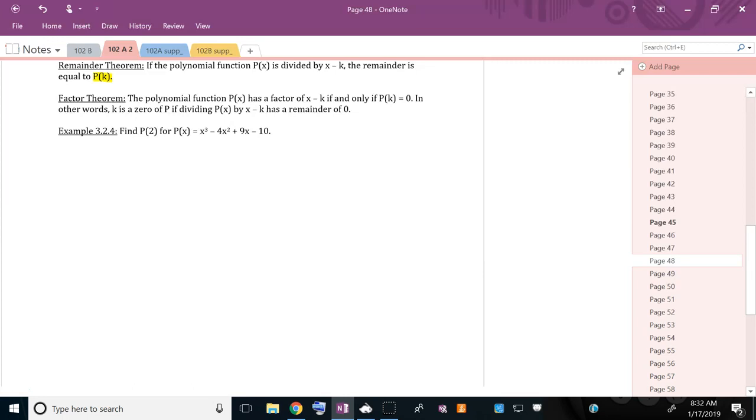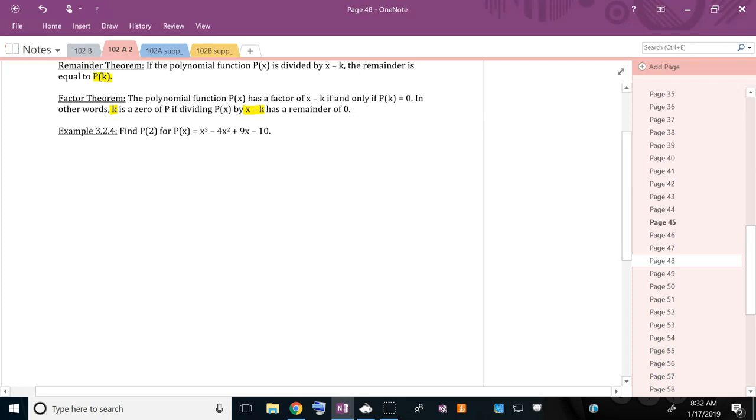So the factor theorem says that if I take that polynomial function p of x, it has a factor of x minus k if and only if p of k equals 0. So that sounds a little confusing, so I'm going to rephrase that a little bit. That means k is a 0, and finding zeros is going to be a big deal for us, if when I divide p of x by x minus k, I get a remainder of 0. Now be careful, I'm dividing by x minus k, but it's k that's a 0, so there is a sign change in there.